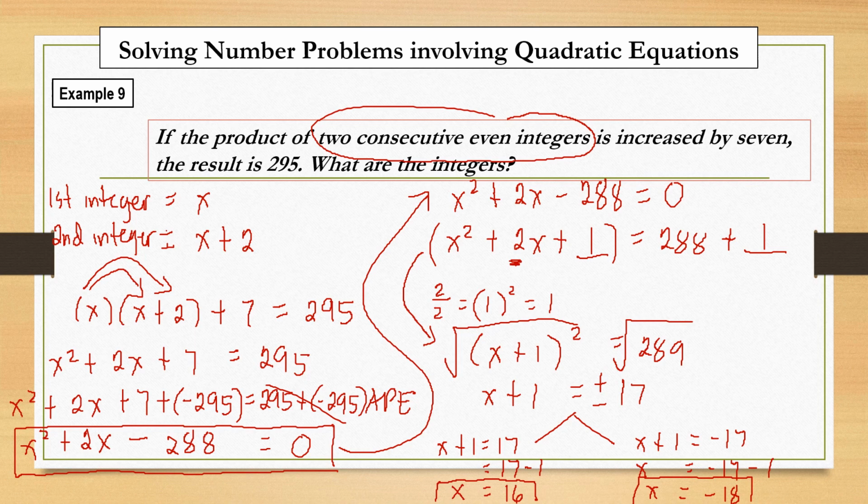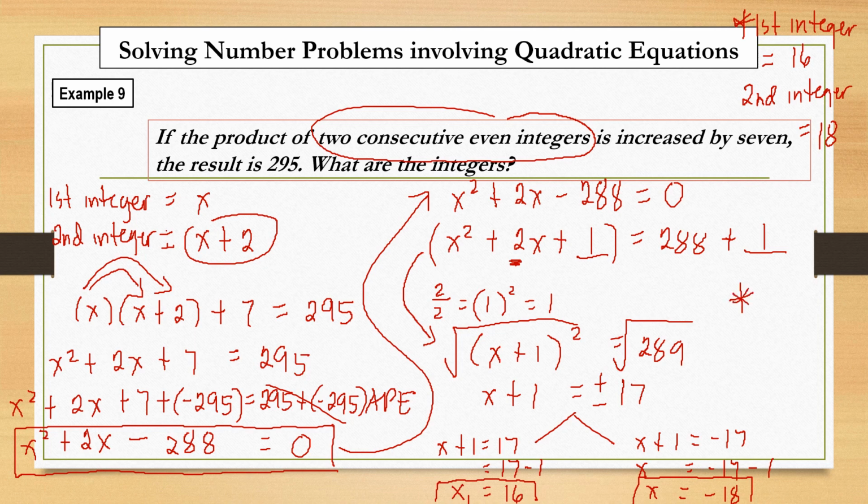Okay, first, if the first integer is equal to 16, that is the value for x sub 1, then the second integer will be 16 plus 2 since it is represented by x plus 2. Therefore, the second integer is 18. That is our first answer.